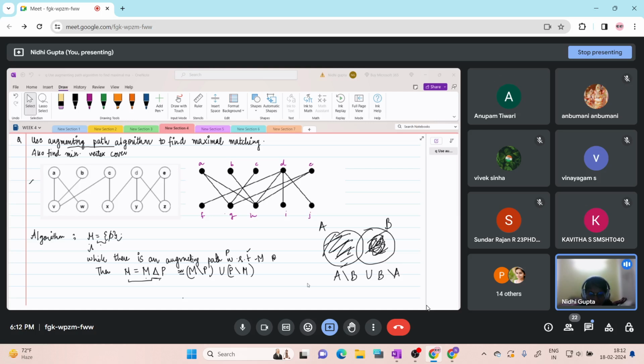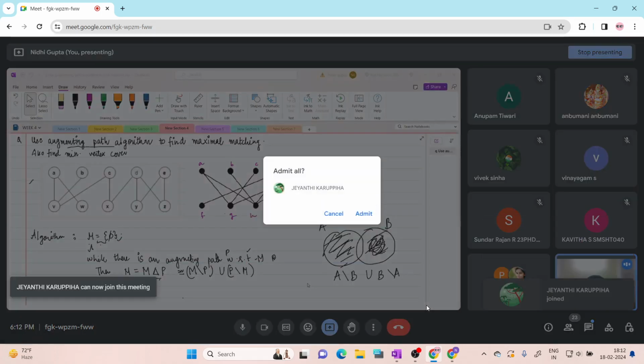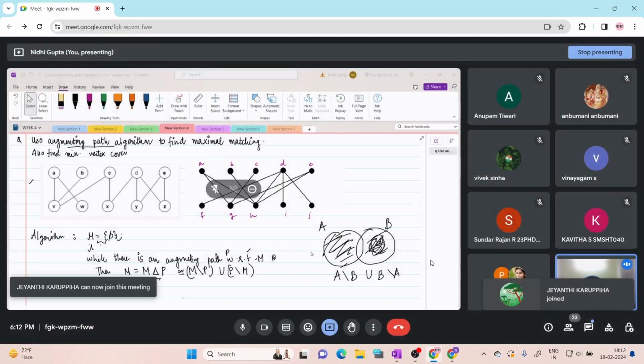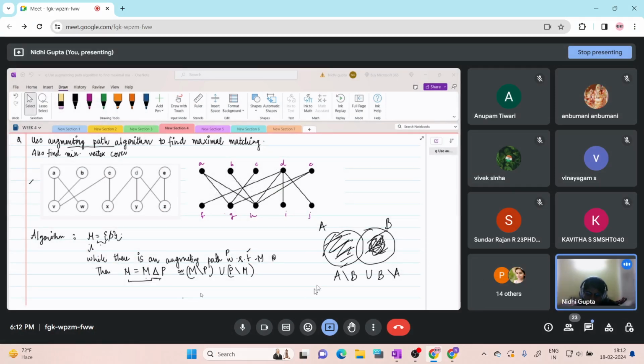Now, once we have got that matching, suppose that matching is M1, we look at whether there is an augmenting path with respect to that matching. If there is, then we repeat this procedure. And we keep on repeating it until we reach a matching which has no augmenting path. And if we have reached a matching which has no augmenting path, then that matching will be a maximal matching by our theorem. So if you haven't understood it, let's do it with an example. Maybe then it will be clear.